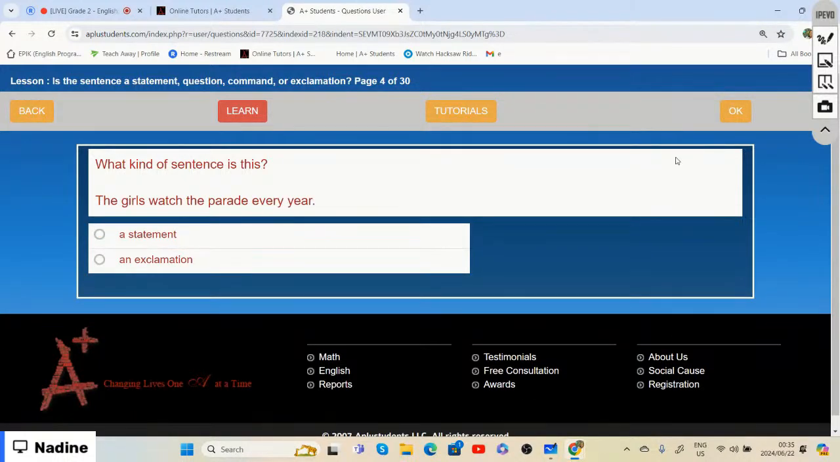It says the girls watch the parade every year. The girls watch the parade every year. Is that a statement being made or an exclamation?